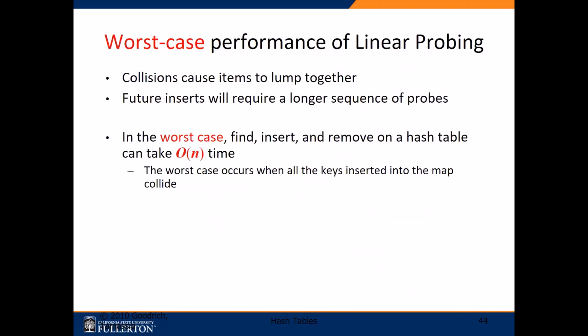Next, we will analyze the computational complexity of these operations. One of the things that you would have noticed is that collisions cause items to lump together, which means that as the table gets fuller, the cost of finding, inserting, or removing a particular item also increases. In the worst case, all the keys that I inserted can happen to collide, and they occupy one long continuous portion of the table. And now any new insert or find will require checking all of these keys one by one. And so the worst case complexity for all these three operations is O of n.